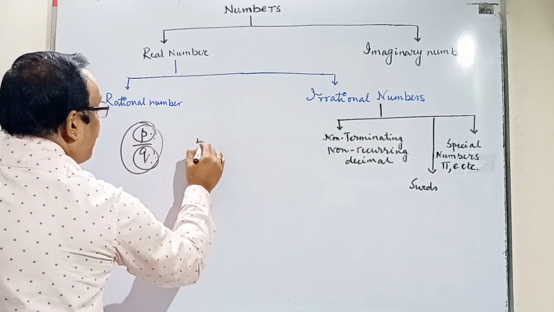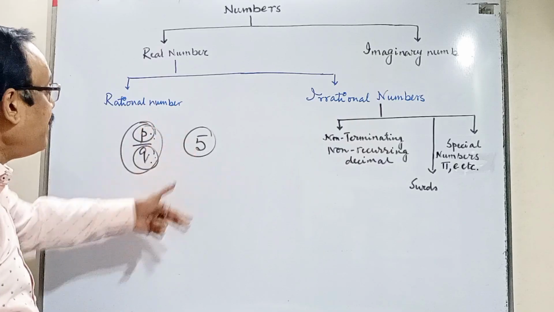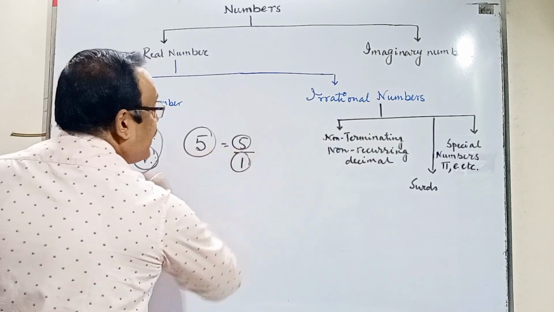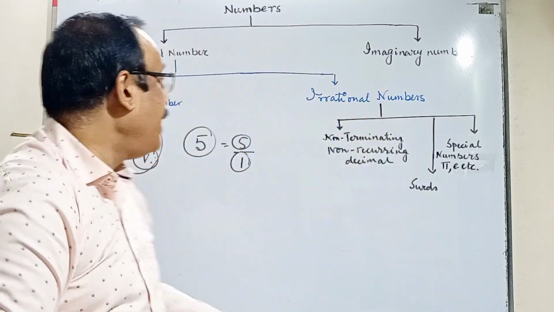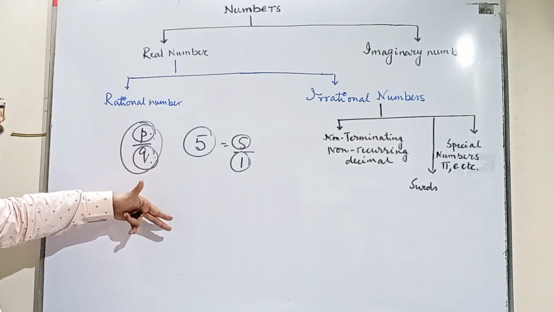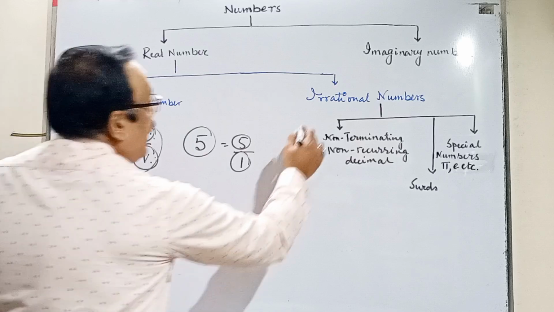Suppose you get 5. You might say, sir, 5 is not a rational number, because 5 is not something by something. Yes, definitely we can write 5 as 5 by 1. So this is p and this is q. All natural numbers, whole numbers, integers are expressible in the form of fractions, and all fractional numbers come under this category of rational numbers.